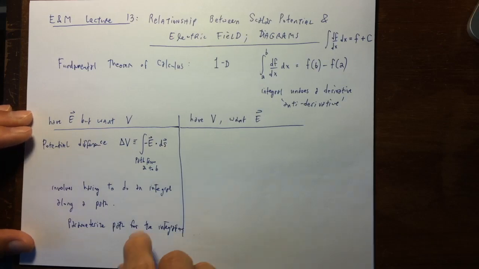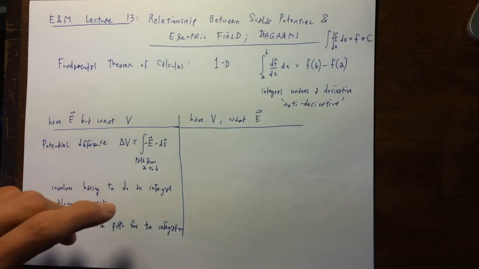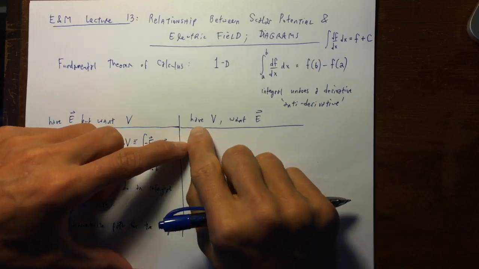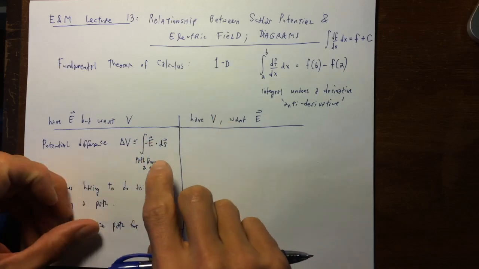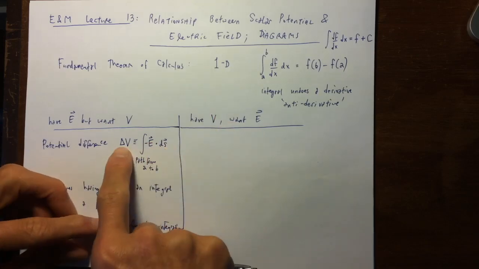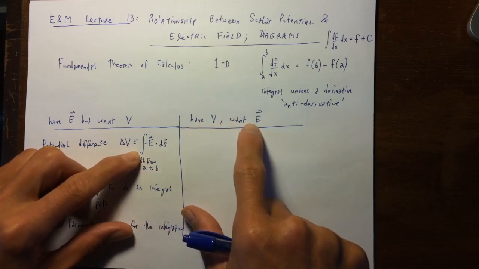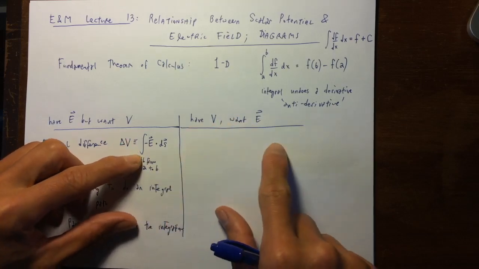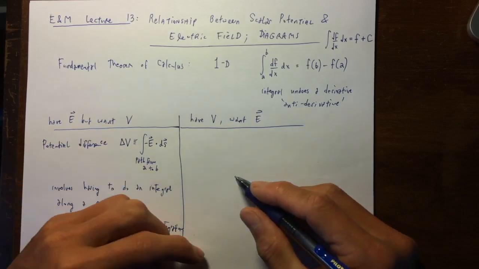So yeah, this is the idea. Over here though, what if you want to go backwards? To go forwards, you start with E and you do an integral to get delta V. So we want to go backwards here. Instead, we take derivatives. You take an integral, and now we're going to take derivatives.